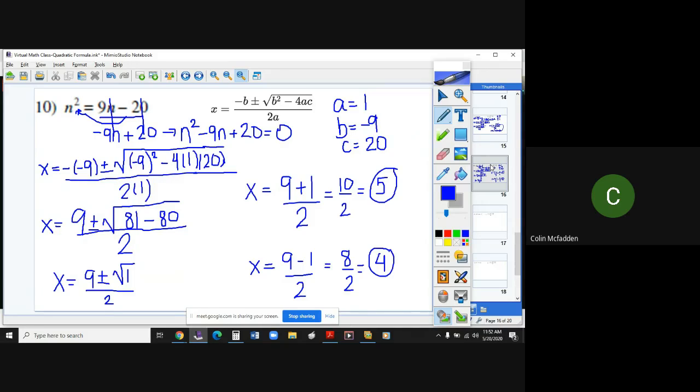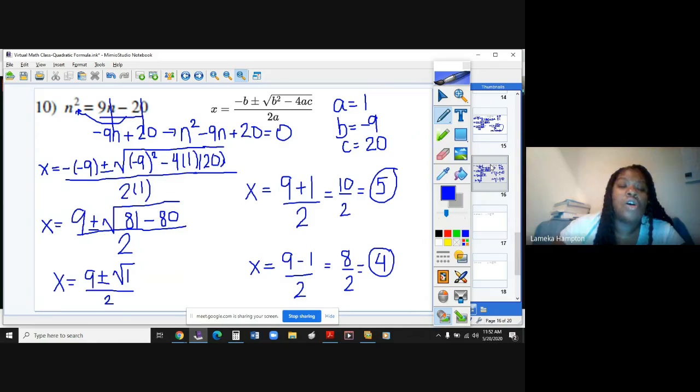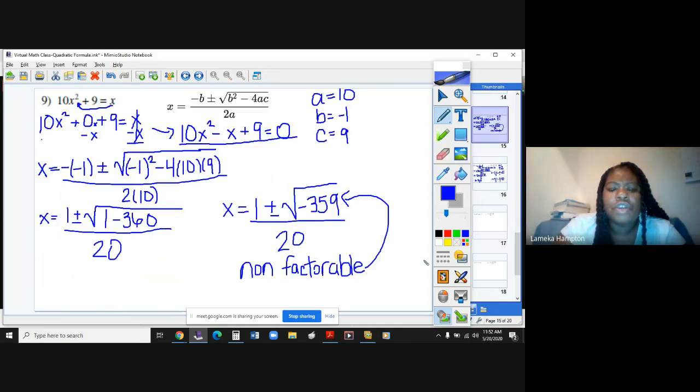Well, the reason I asked is because we didn't do all that on the last problem. Oh, I see. Let's go back to the last problem. The reason why we didn't have to do all of that on the last problem is because we had a negative square root.